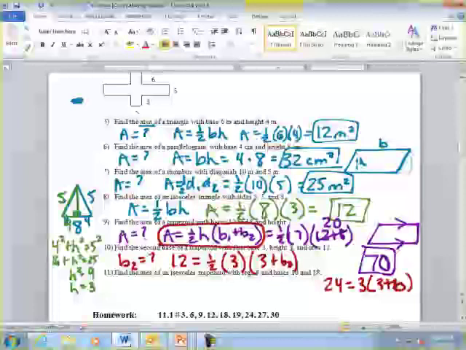Then, two options of what I could do next. I could distribute the 3, make it 9 plus 3b, or I could get rid of the 3. How do I undo that 3? Divide by 3. So if I divide both sides by 3, that would give me 8 equals 3 plus b. And so b is 5. That second base is 5.